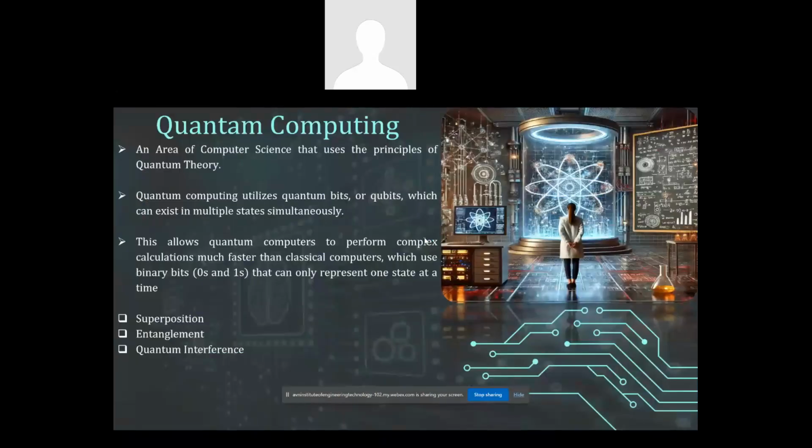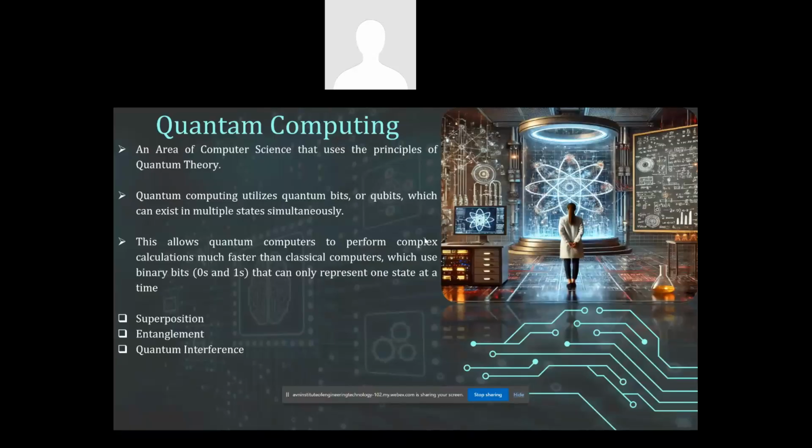Now, quantum computing. Like AI is the buzzword now, the future is based on quantum computing. So what is quantum computing? It works based on quantum physics. Classical computers work on zeros and ones, two states, but how is the quantum computer different from classical computers?